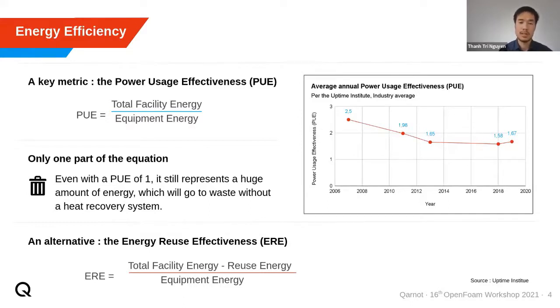But the PUE is only one part of the equation. Even if you could have a PUE of 1, that means you still have to put in the same amount of power as what the IT uses to make the data center work. For example, here in France, data centers use more than 14,000 gigawatt hours of energy per year. Even with a PUE of 1, that is 14,000 gigawatt hours per year of energy that is wasted if it is not recovered. As an alternative, there's another metric called the energy reuse effectiveness, which takes into account the energy that is reused.